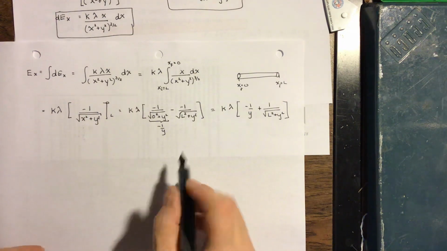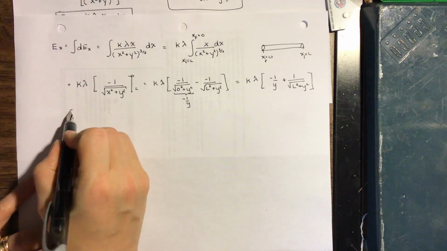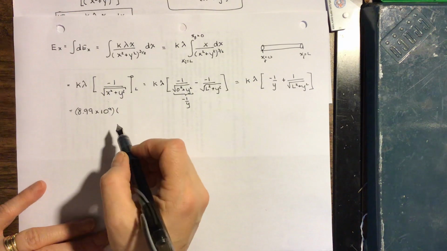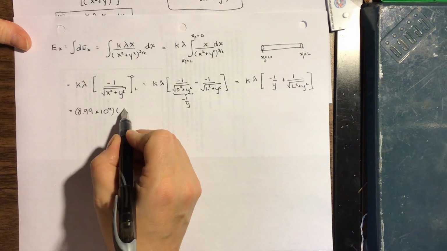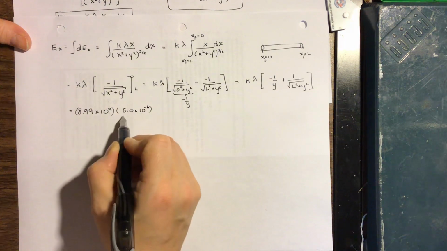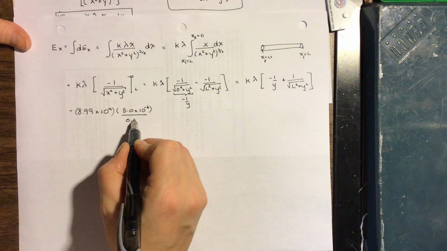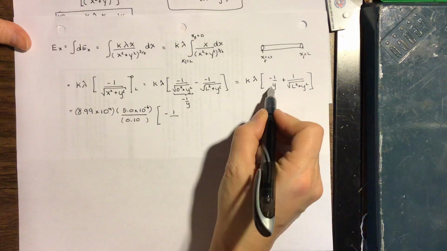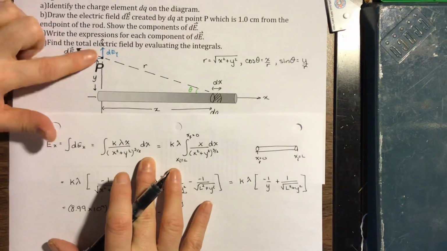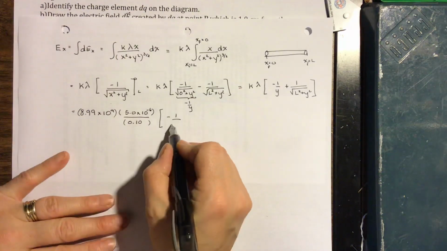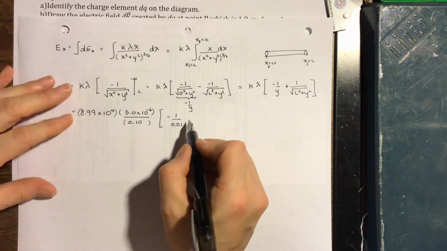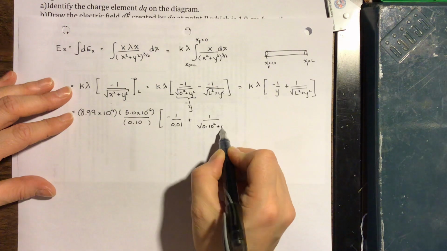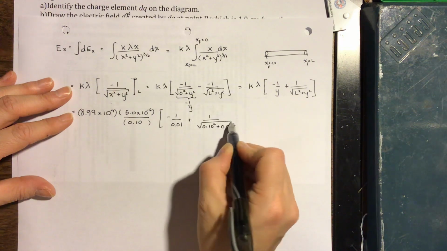Now we can just put some numbers in there and we'll be able to solve and get a numerical value for our Ex. So K is 8.99 times 10 to the 9. Lambda is our charge density, Q over L. So to put in our Q over L, we have 5.0 times 10 to the minus 6. That's our charge Q, 5 microcoulombs, divided by the length of the rod, which is 10 centimeters or 0.10 meters. Then we multiply by minus 1 over y. Y was our distance from the end of the rod to point P. That was given as 1 centimeter. So 0.01 plus 1 over square root of L squared, the length of the rod, 10 centimeters, 0.10 meters, plus y squared, which is 1 centimeter, 0.01 meters squared.